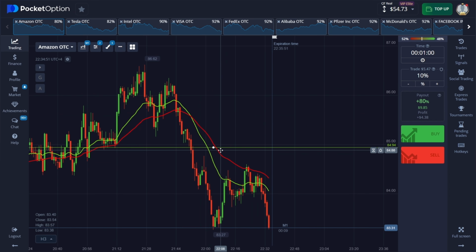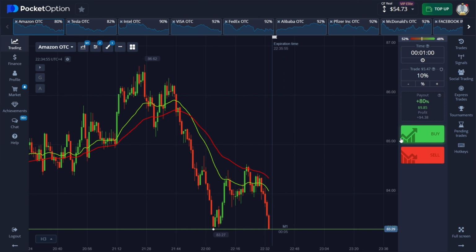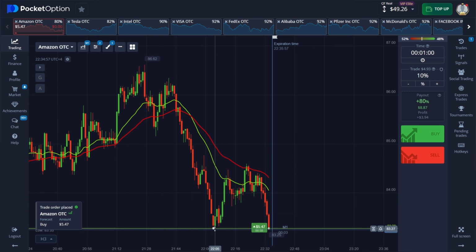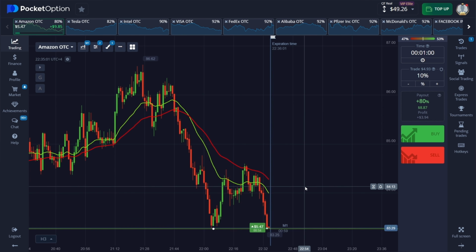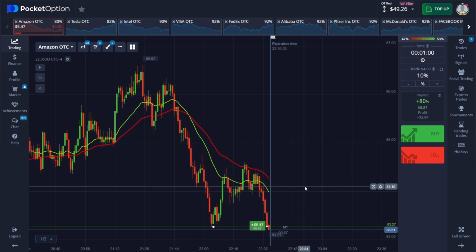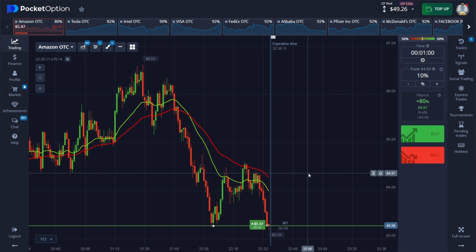Here, it looks like a good trade on Amazon OTC because there is a support level and a 5 candle pattern. I place a trade for an upside move on Amazon OTC because I got a good entry. Currently, the trade is not in our favor. My trade amount has increased because I made a profit on the previous trade, so now my trade amount is $5.47. Let's see.